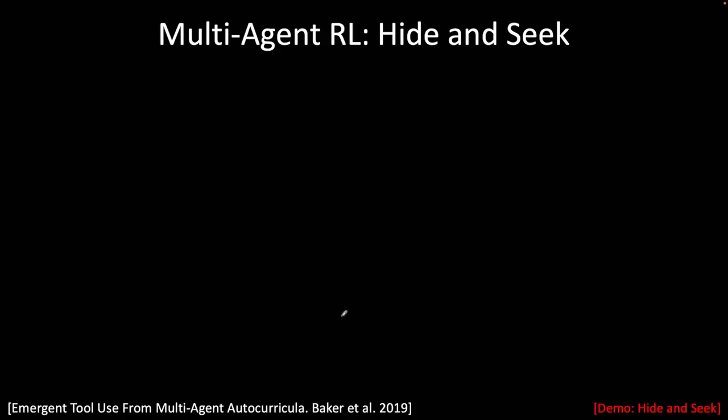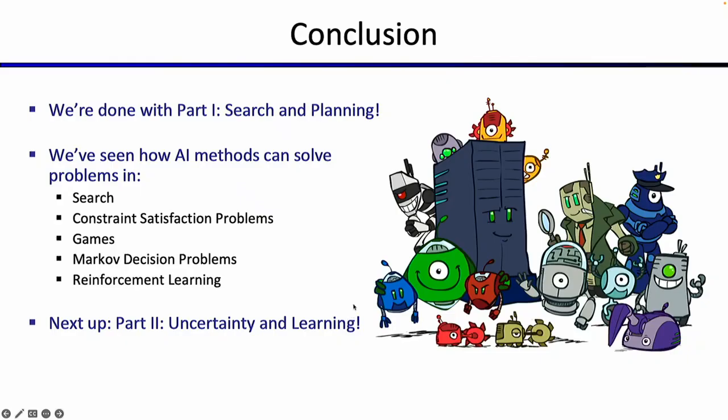So I think I would end it here and just say that we are done with part 1 of the course. And part 2 is going to be uncertainty and learning. And then part 3 is going to be more machine learning, neural networks, and optimization.